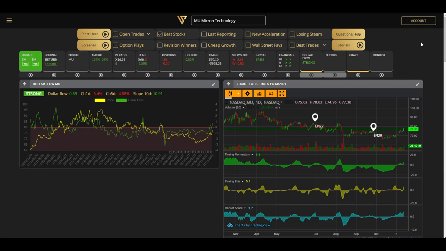Hello investors, today we look at the dollar flow, the money going into a specific stock. It's usually very useful to see the power of the trend or the start of the trend. So listen up.